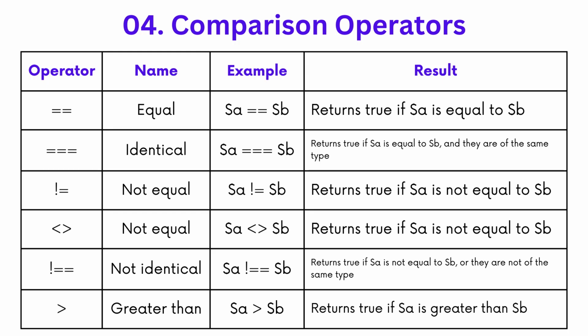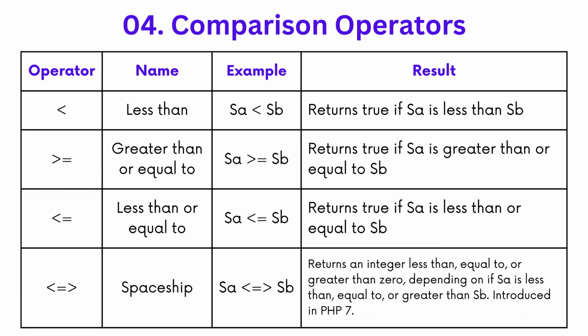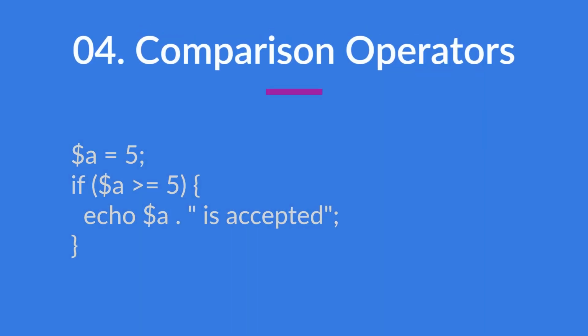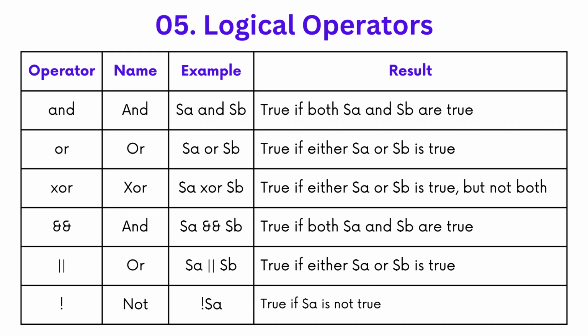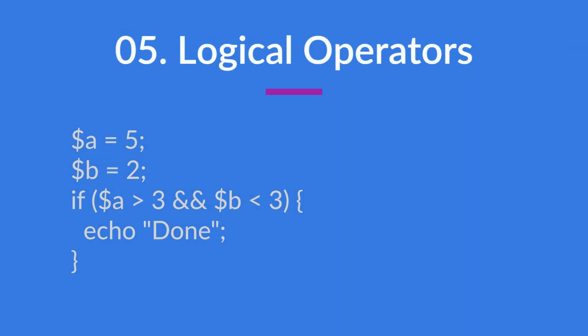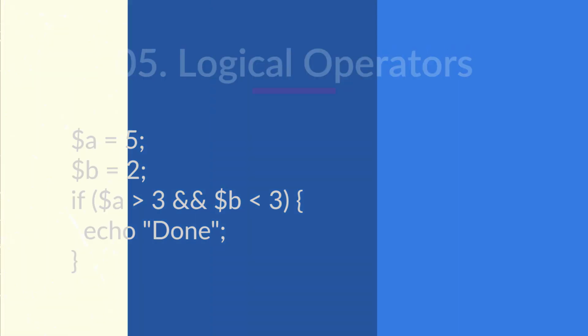4. Comparison operators. The PHP comparison operators are used to compare two values. Comparison operators are used with PHP conditionals or if-else. Here is how these are used. 5. Logical operators. The PHP logical operators are used to combine two or more conditional statements. Logical operators are used with PHP conditionals or if-else also. Here is how these are used.